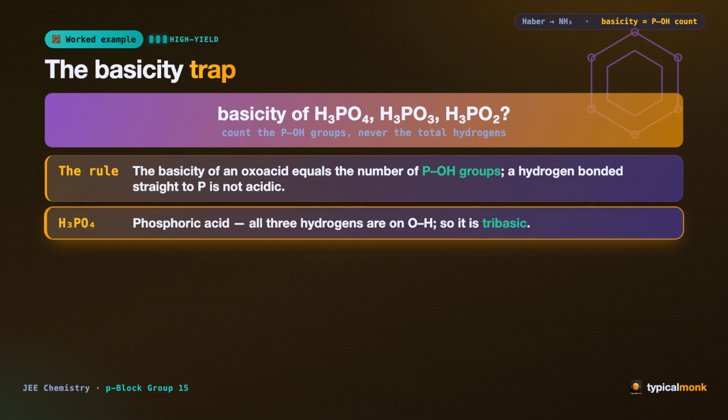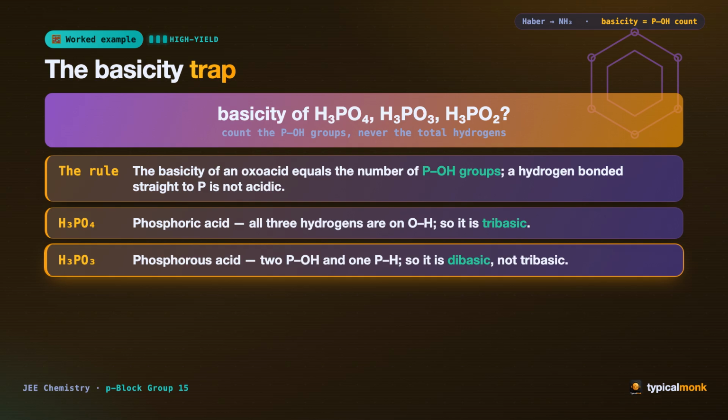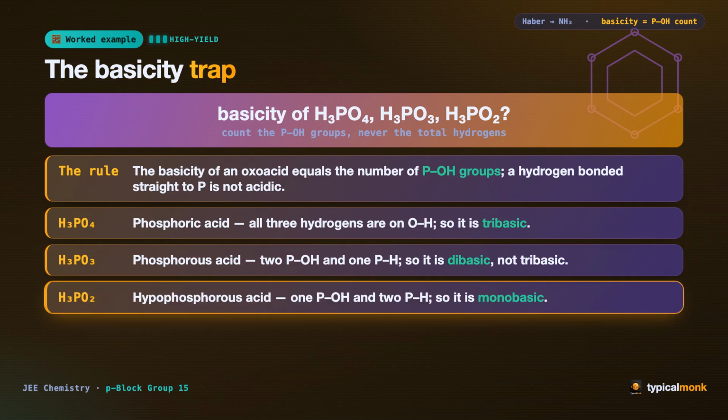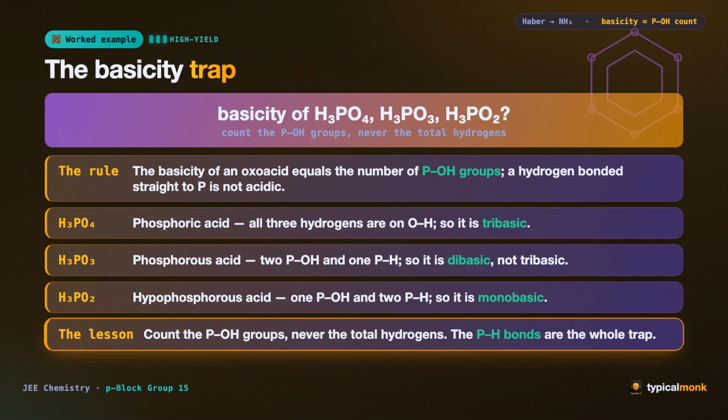Phosphoric acid, H3PO4. All 3 of its hydrogens sit on OH groups, so it is tribasic. Phosphorus acid, H3PO3. It has 2 P-OH groups and 1 P-H bond, so it is dibasic, not tribasic. Hypophosphorus acid, H3PO2. It has 1 P-OH group and 2 P-H bonds, so it is monobasic. The lesson? Count the P-OH groups, never the total hydrogens. Those P-H bonds are the whole trap.